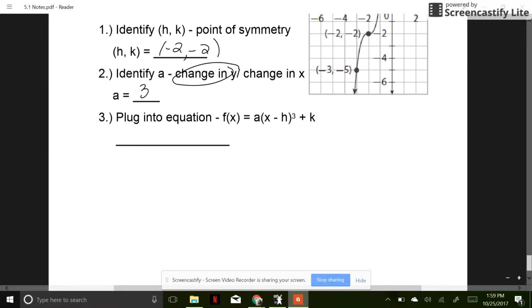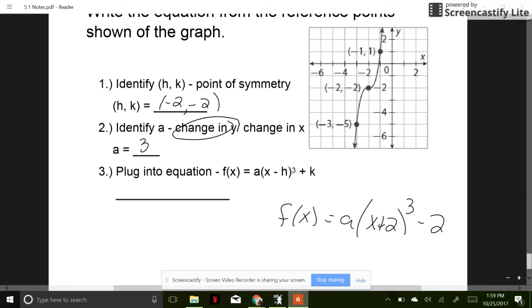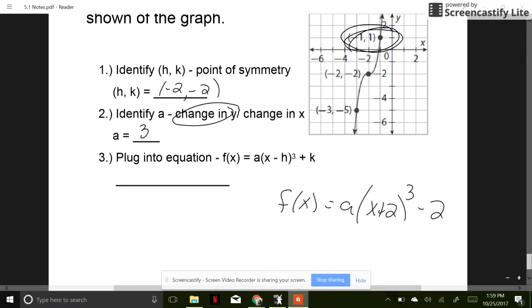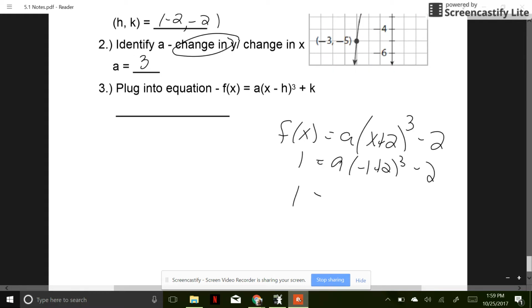Again, we can solve this another way, taking our standard equation, plugging in our h and k values. We're moving to the left, so it's going to be (x + 2)^3, and then down 2. Picking one of our other coordinates, we can pick (-1, 1). Plug in the y value: 1 = a(-1 + 2)^3 - 2. -1 plus 2 is 1. 1 cubed is just 1, so this is just a -2. We add the 2. We, again, get that a is 3.